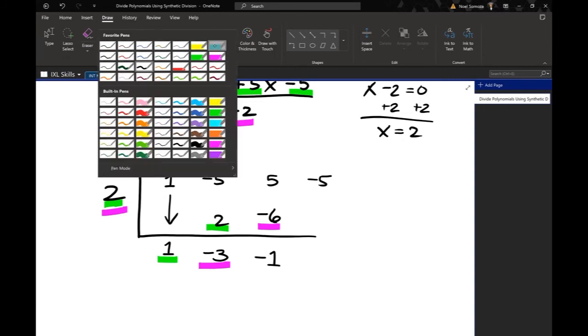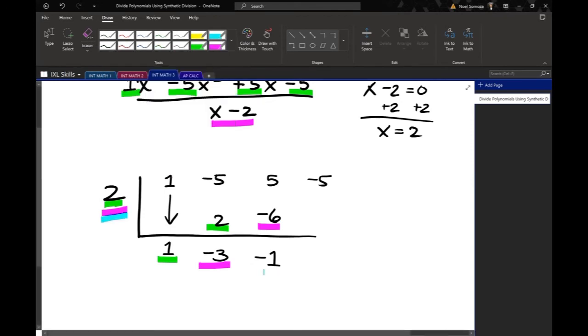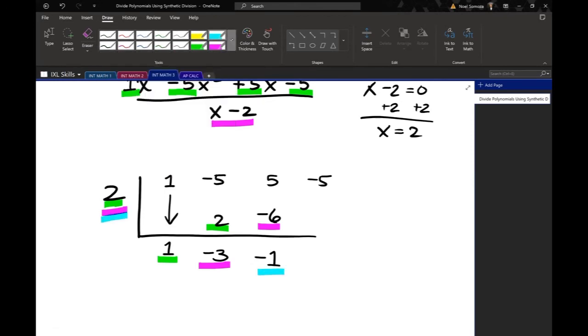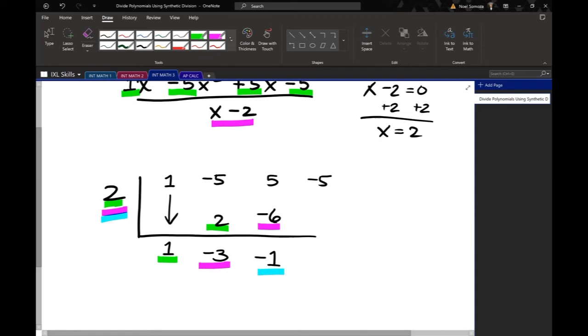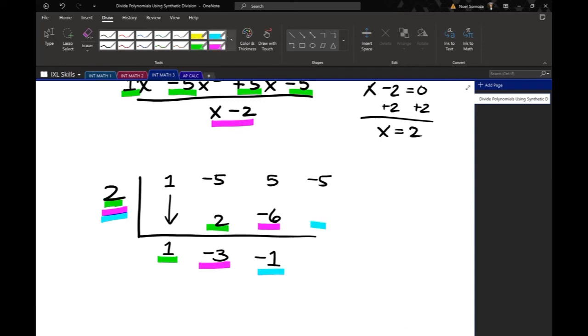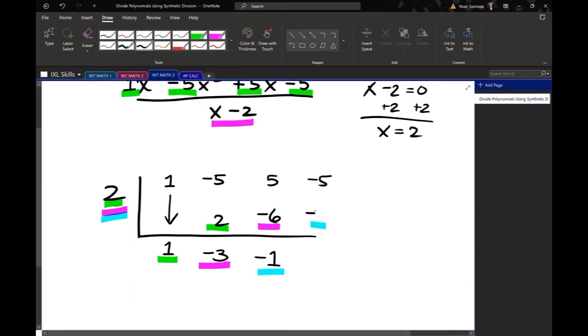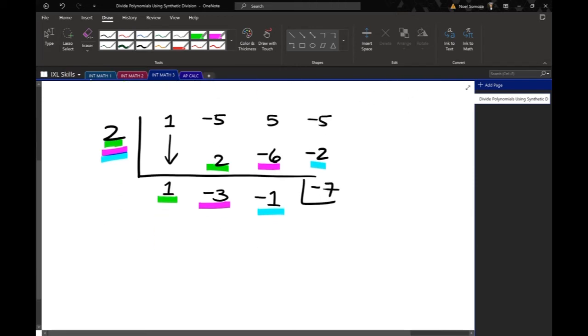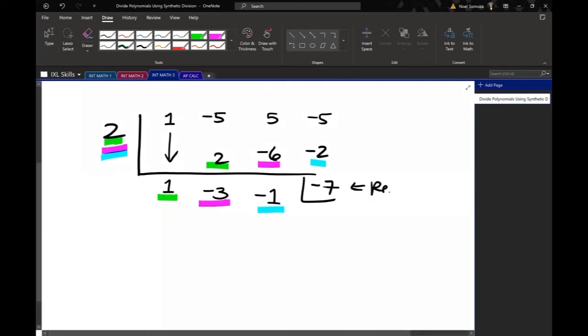And then finally, we do this one last time. 2 times -1 gives us a product of -2, and that's going to go right underneath. So this is -2. So that means that we actually do have a remainder this time that's not 0. This will actually be -7. Okay, so we'll deal with this now that we do have a remainder.